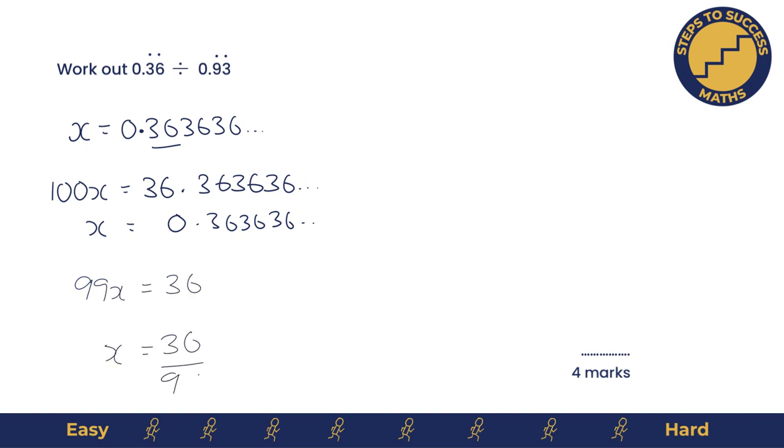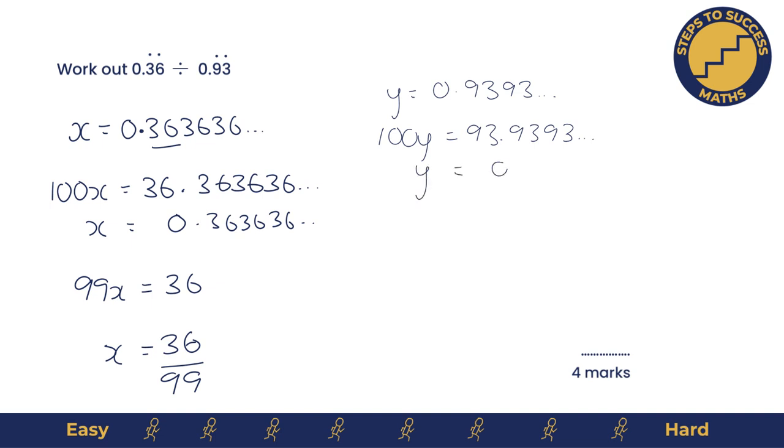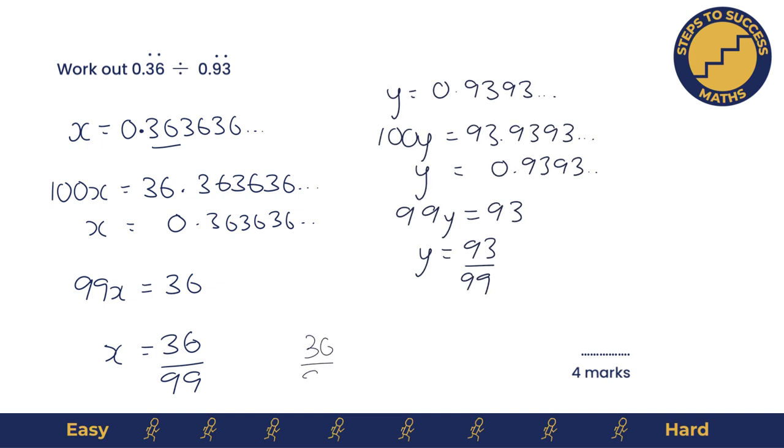And now if I do my 0.939393, and I'm going to call that one y, and I get 100y, that'll be 93.939393. So 100y take away 1y is 99y, and that's going to equal 93. So I've got 93 over 99. So the calculation I'm going to work out is 36 over 99 divided by 93 over 99.